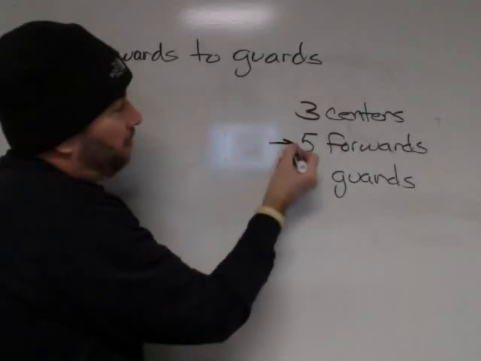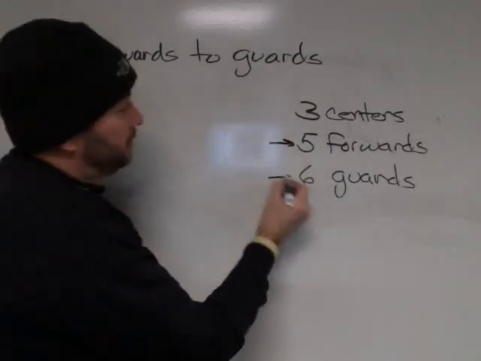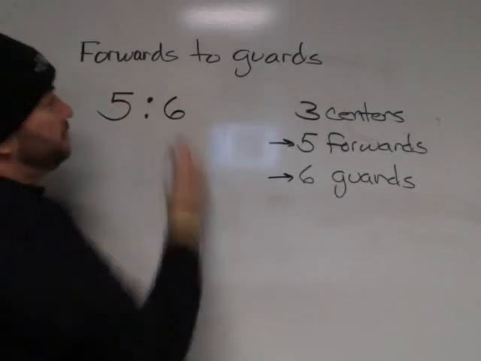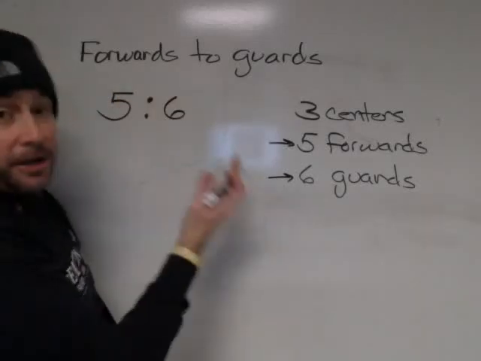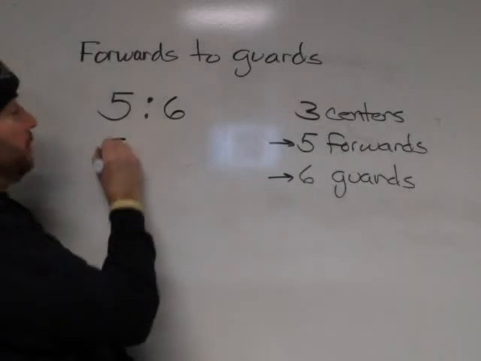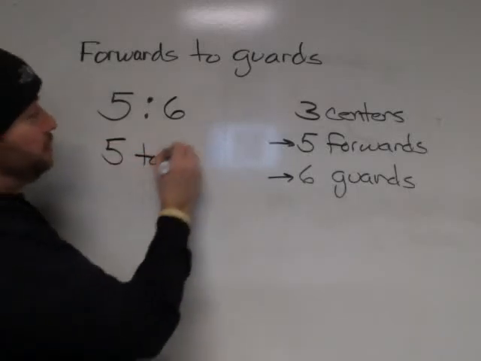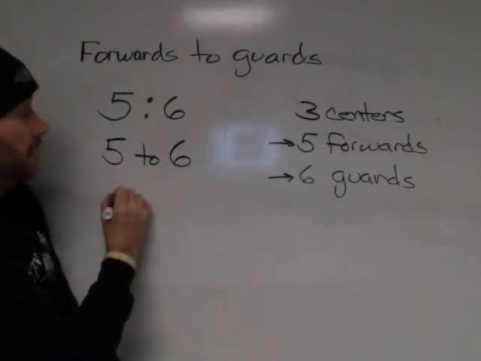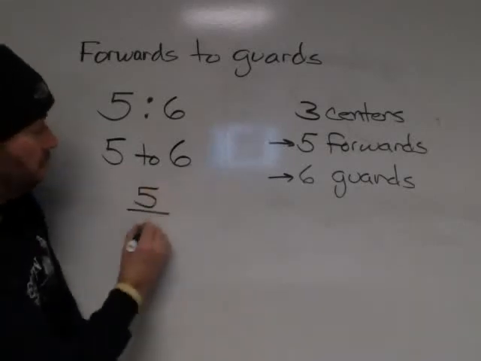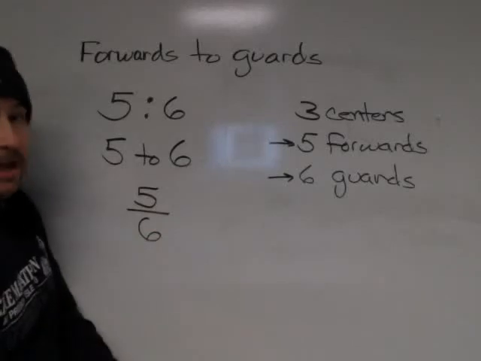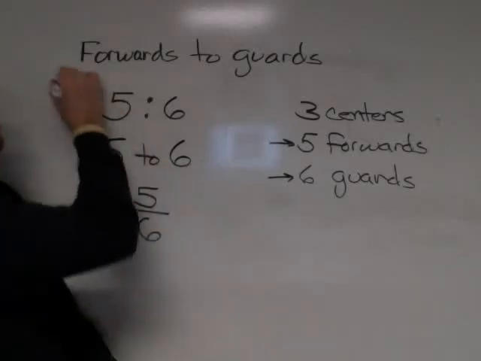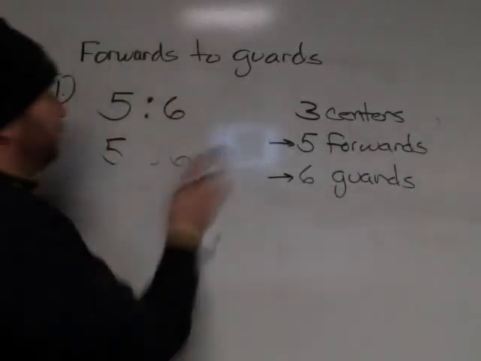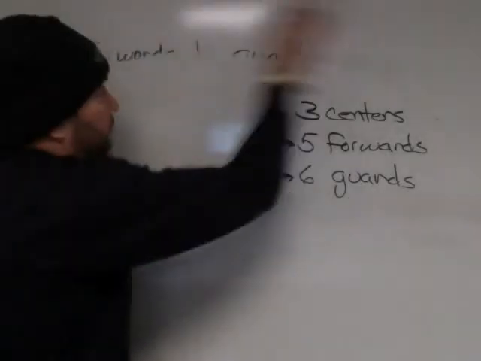Well, we have 5 forwards and we have 6 guards. So that ratio would be 5 to 6. If we write it 3 different ways, we could write it as 5 to 6, and we could write it as 5 over 6. Okay? And so that would be the answer for number 1, forwards to guards. Okay? Let's take a look at number 2 that they ask us.